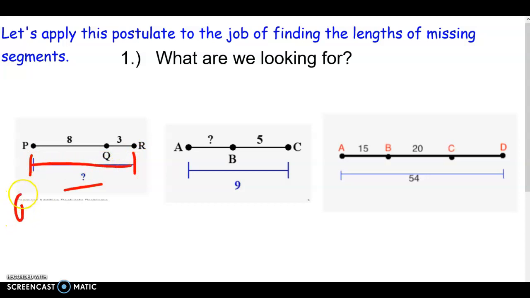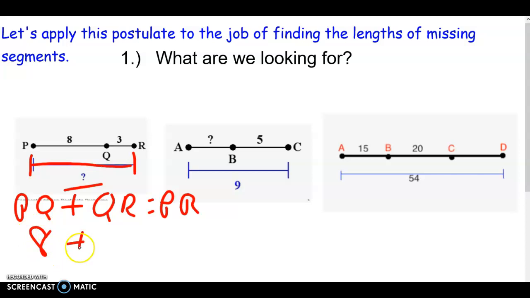Okay, so I could write this PQ plus QR equals the length of the whole thing, PR. I know that PQ is 8, QR is 3, equals PR. This is 11 is equal to PR.